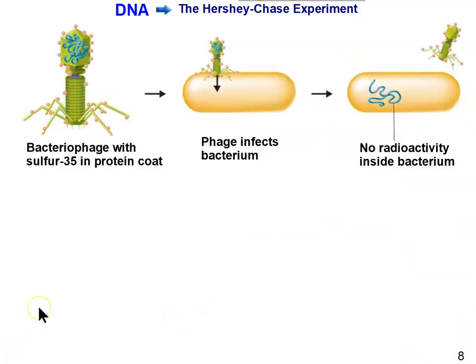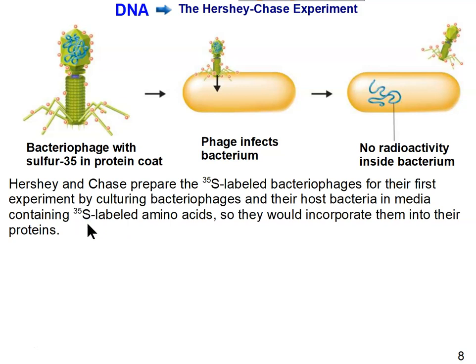Because they knew how viruses worked and they knew what viruses are made out of, they were able to chemically tag tracer isotopes onto either the protein or the DNA of the virus. And then they allowed the virus to infect the cells, and then they looked to see where the radioactivity was, to try to show what was being injected into the bacterial cells. So they did 2 experiments.